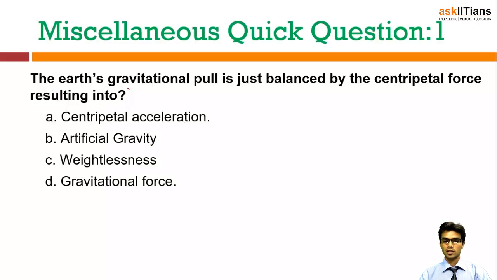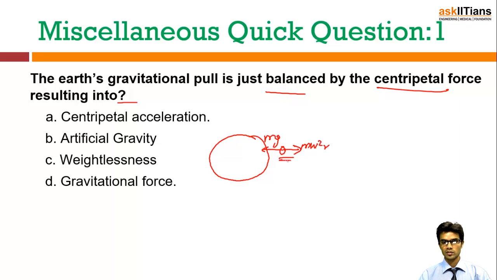The Earth's gravitational pull is just balanced by the centripetal force, resulting in what? So this is the Earth's gravitational pull, which is just balanced by the centripetal force. The gravitational force is mg, and the centripetal force is m omega square r. If these are balanced, there is no net force, so it results in weightlessness.